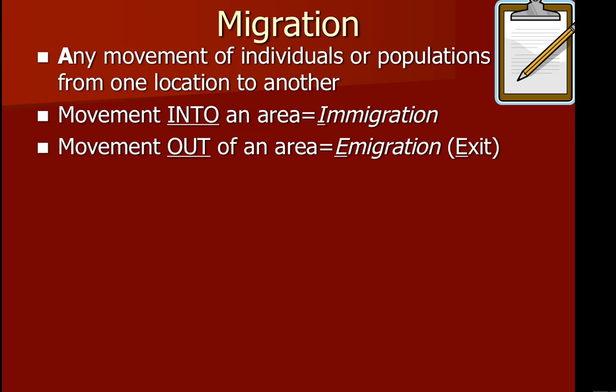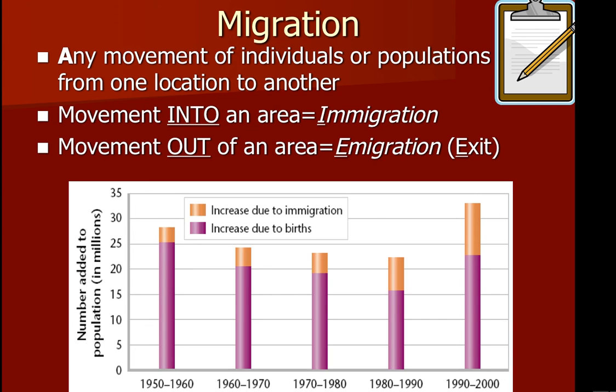So other factors that affect population would be migration. Any movement of individuals or population from one location to another. So movement into an area is immigration. Movement out of an area is emigration. So both of these factor into our population. So you can see that birth rate still accounts for most of a population, but immigration affects developed countries in particular. So we have other people moving into the population and increasing that population.